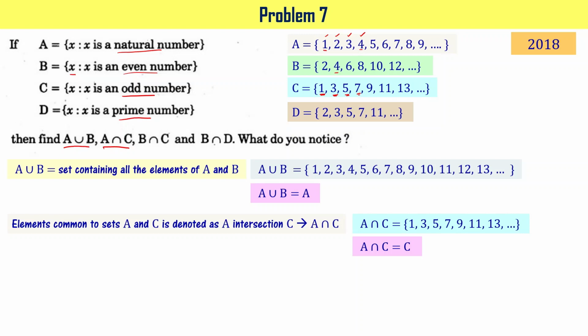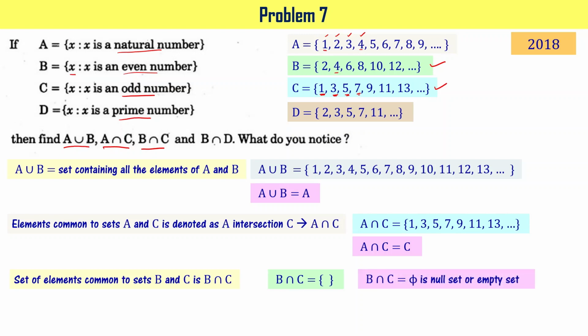That's what it means. Now let's find B intersection C. Set of elements common to sets B and C is B intersection C, right? B is set containing all even numbers. C is the set containing all the odd numbers, right? So B intersection C is the null set because no number can be both odd and even, right? B intersection C is the null set or empty set that can be written as phi also.